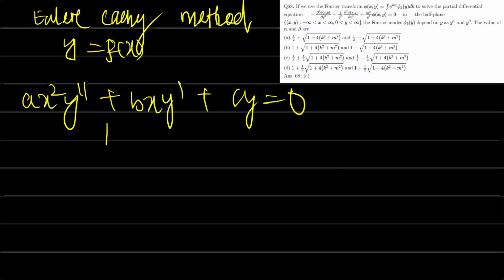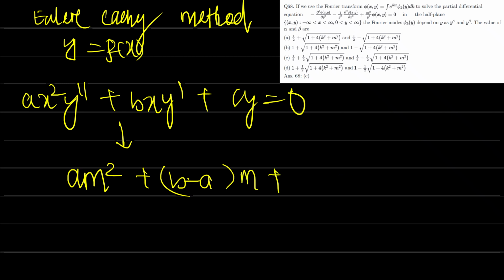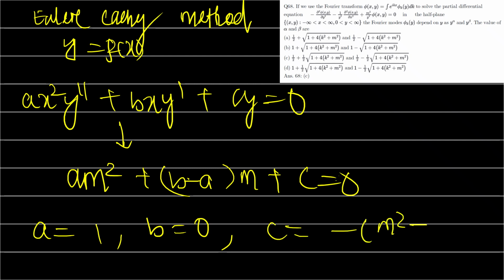Then the solution of this equation can be obtained by the auxiliary equation a m square plus (b minus a) whole into m plus c equal to 0. Now this is basically the auxiliary equation. Now as per the differential equation here, a equal to 1, b is equal to basically 0, and c equal to minus m square plus k square. So using that we can evaluate phi k.